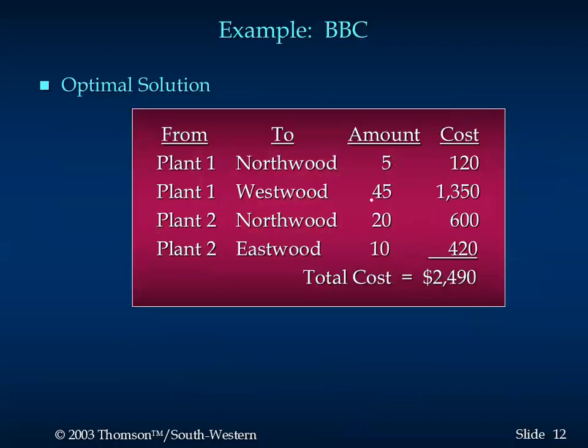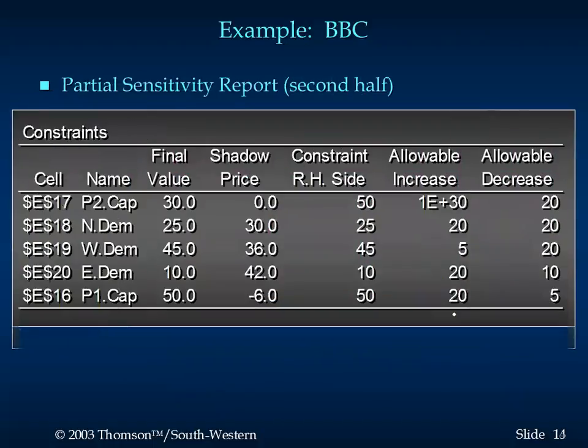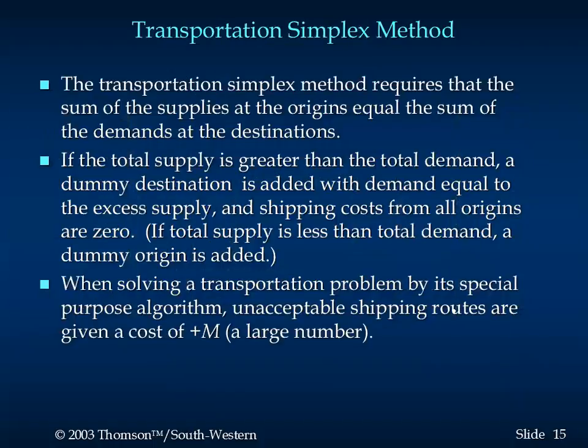Our solution is ship 5 units from plant 1 to Northwood with the cost of 120. 45 units from plant 1 to Westwood with 1,350 cost. Plant 2 to Northwood, 20 with 600 as the cost. And 10 units from plant 2 to Eastwood with cost 420. And the total cost is the sum of this, which is 2490.